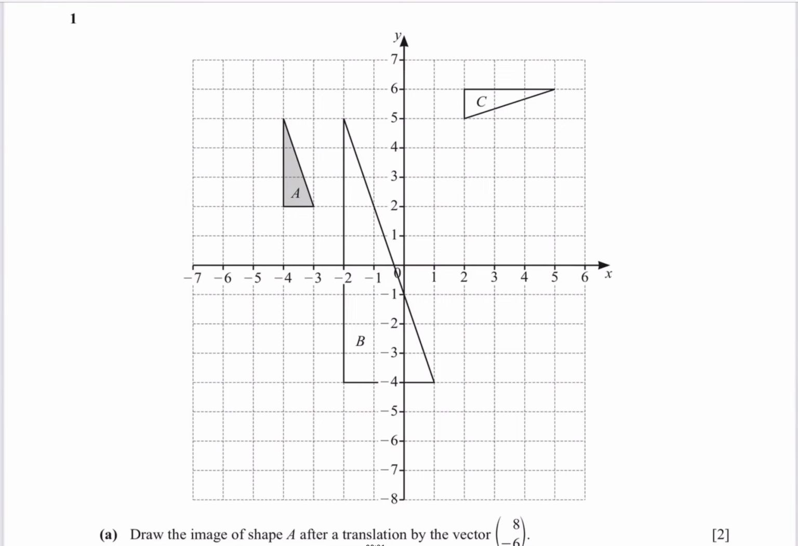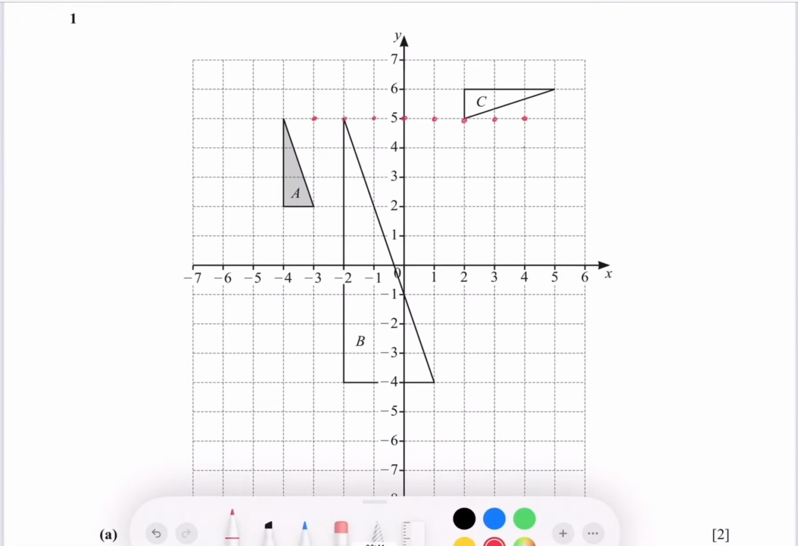So every point or vertex of triangle A, we should move 8 units to the right in the x-axis, and then we have to move down 6 units because it says minus 6, so we have to move down 6 units after moving 8 units in the x-axis. So you can watch, I am drawing the points. So these are red points, 1 2 3 4 5 6 7 8 units to the right, then 6 units down.